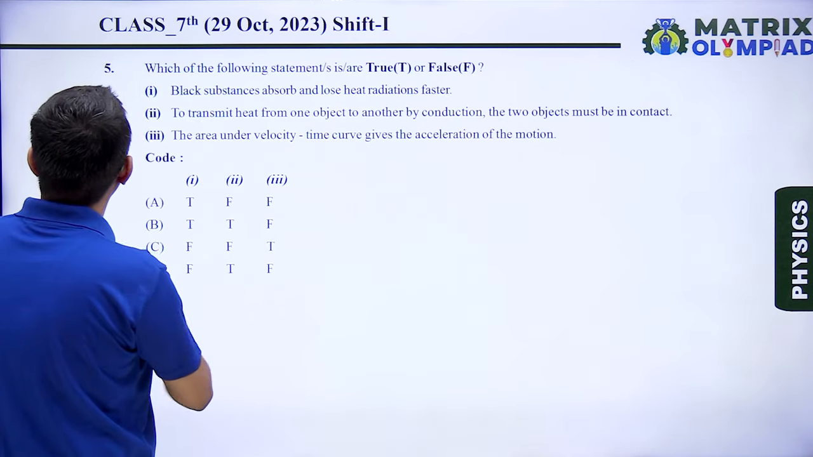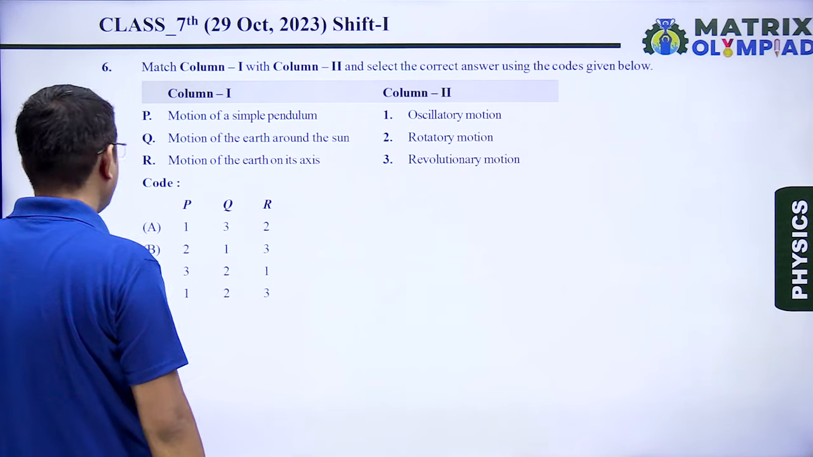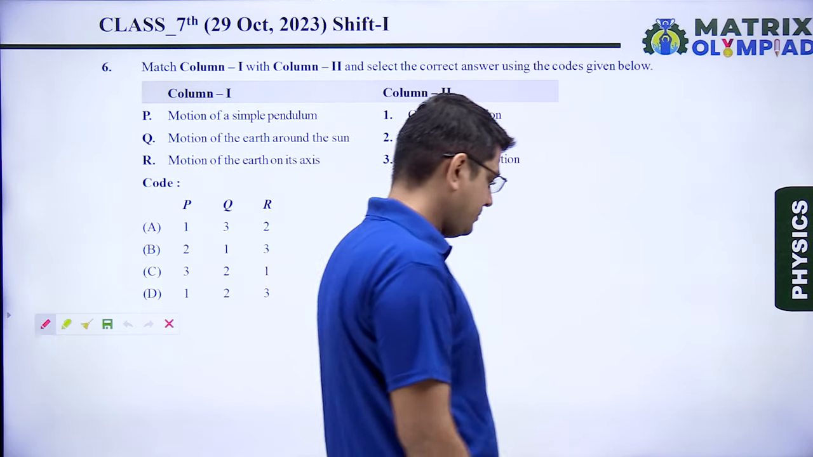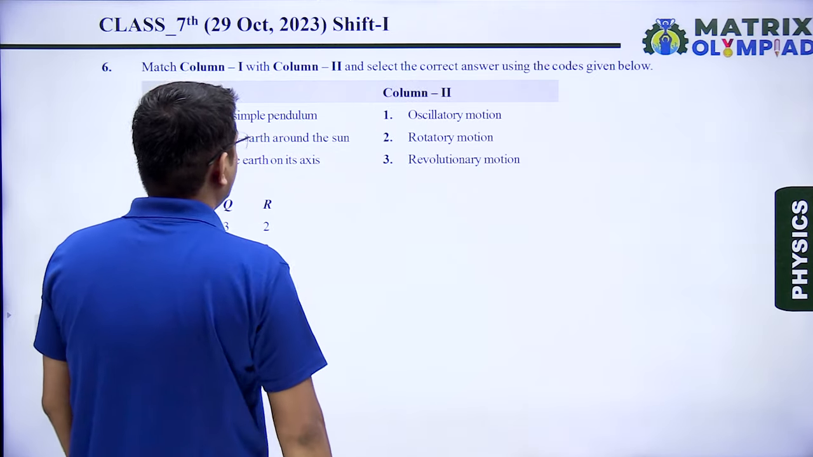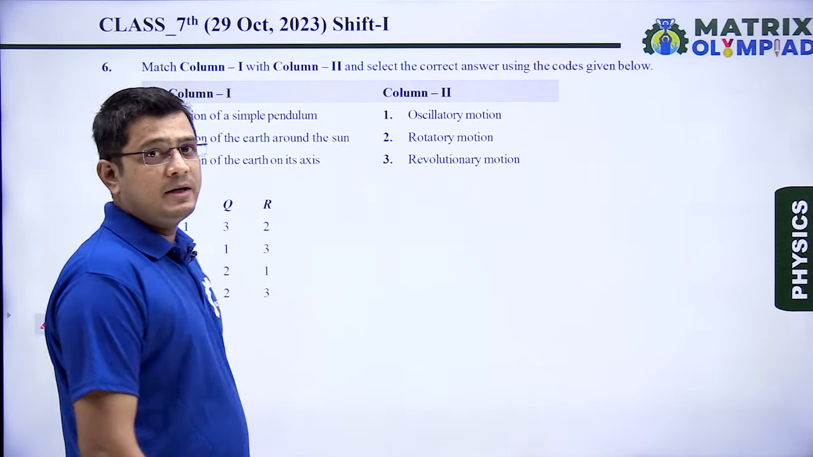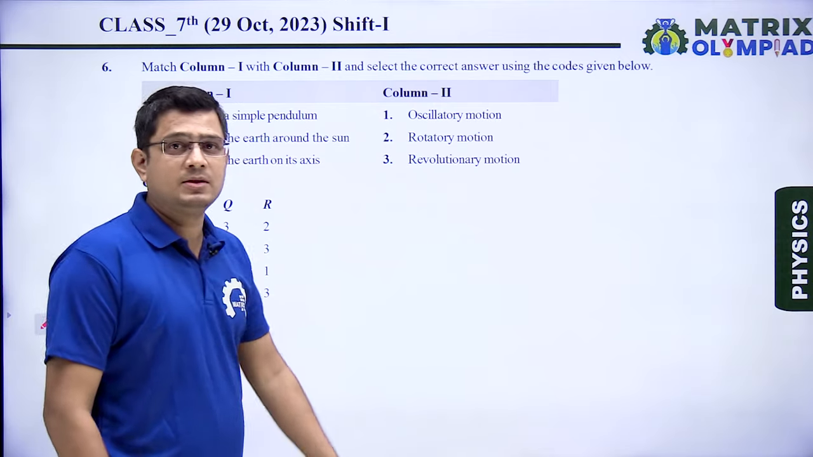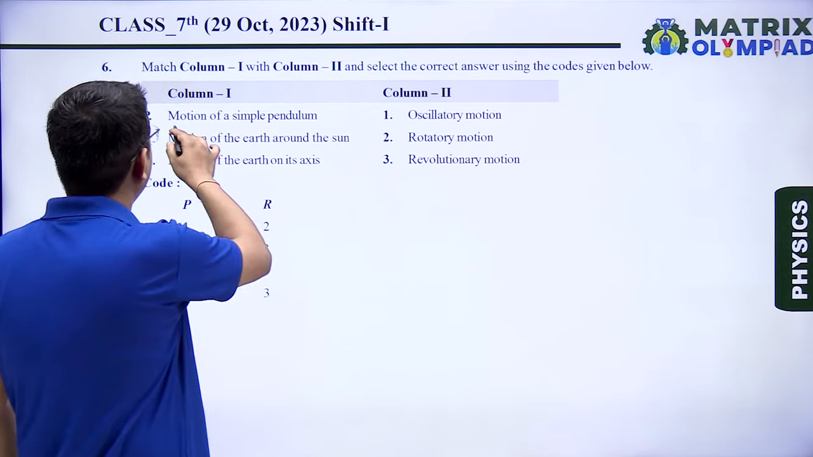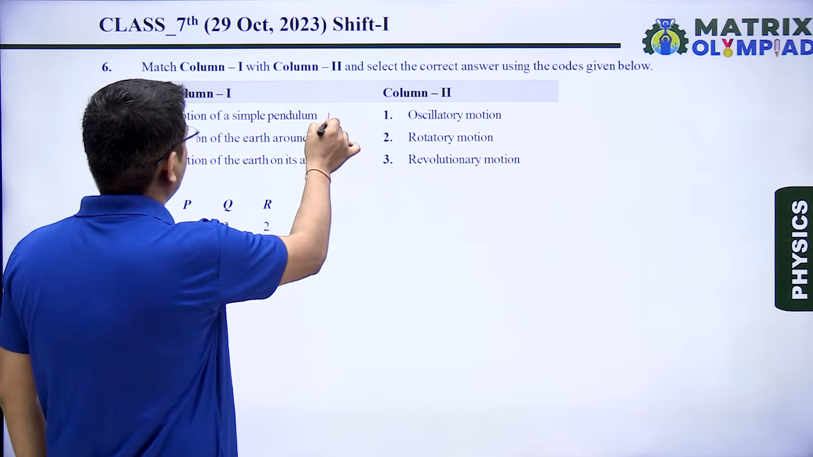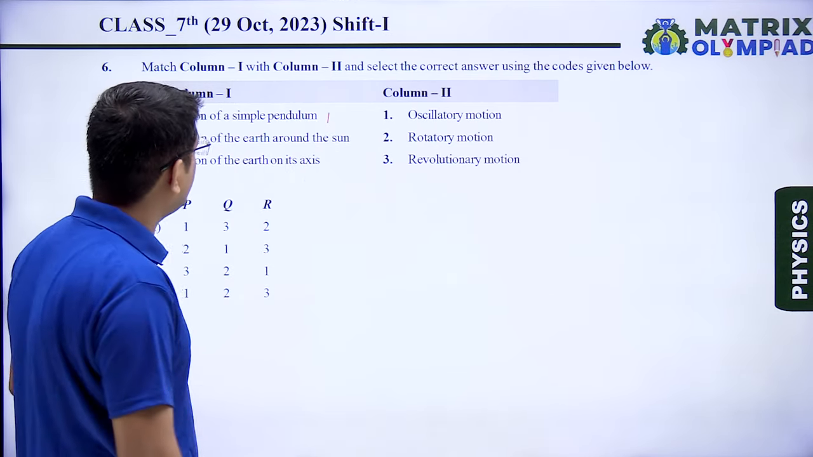Next question, question number 6. There are 2 columns and we have to match the relative things. Okay, motion of a simple pendulum. So motion of a simple pendulum is a oscillatory motion. That means body moves to and fro about a mean position. So for P, I can write it 1. Motion of earth around sun.